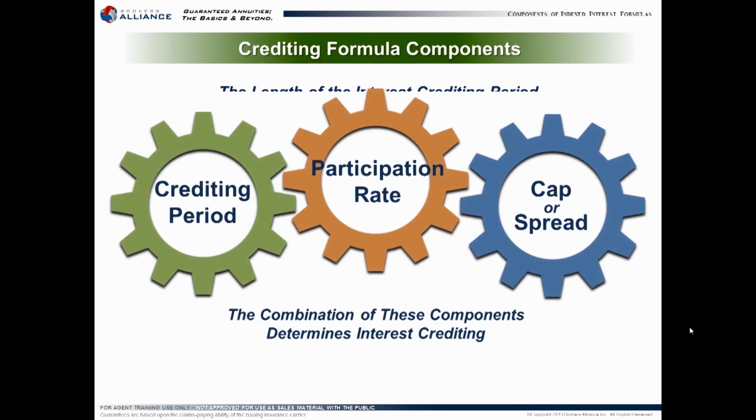So when we look at this, and when we as agents are evaluating and explaining to our clients how these products work, the main things we have to understand are, again, the crediting period, the participation rate, and the cap or the spread, and how the interrelationship of these three components determines potential interest crediting.